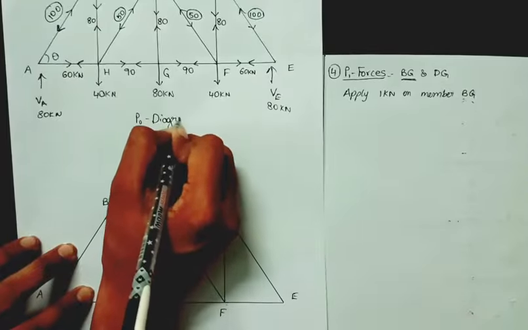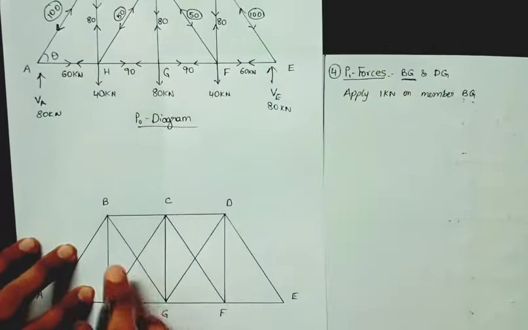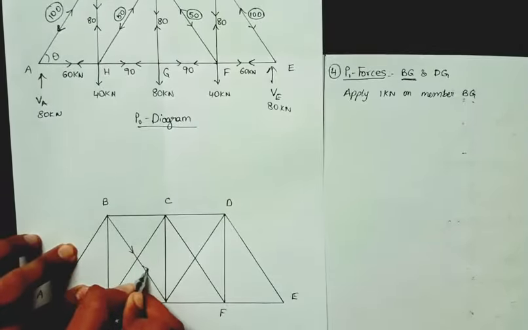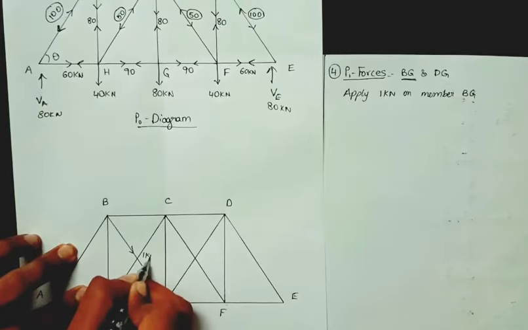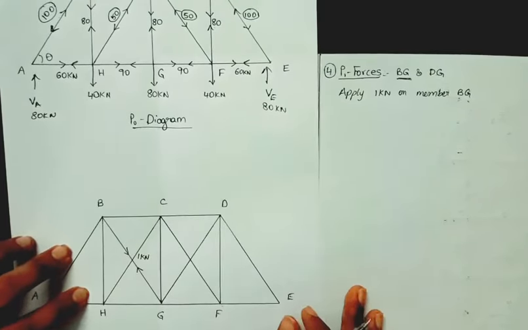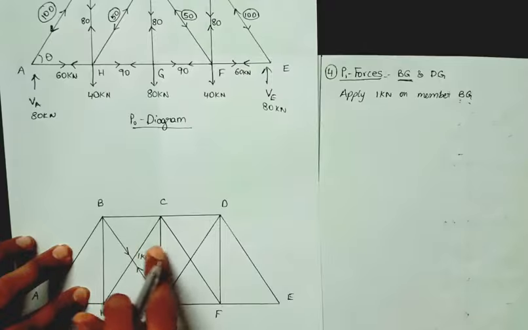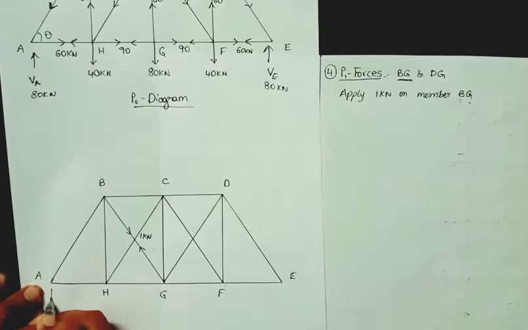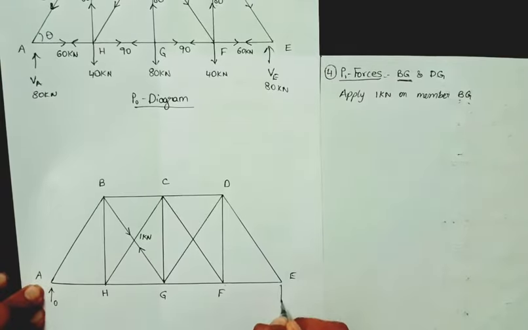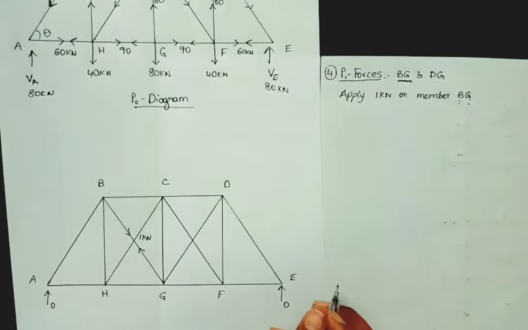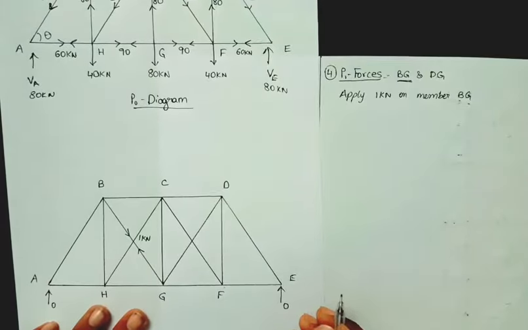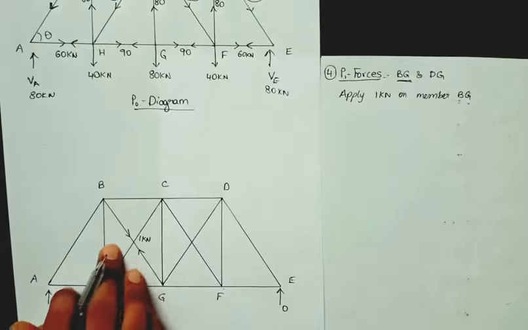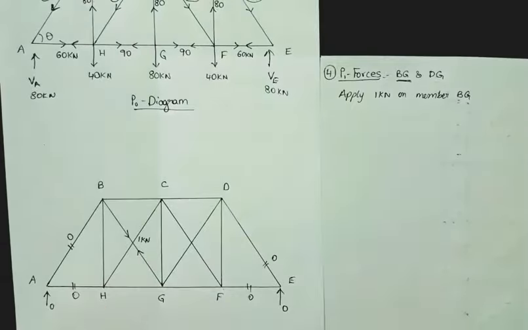The earlier diagram is known as the P naught diagram. Now in the member BG, I will apply 1 kilonewton tensile force and I will analyze the forces in the remaining members. There are no external loads here, so there won't be any reactions here. Now use the method of joints, as we have done in the previous step, and obtain the values in each member.